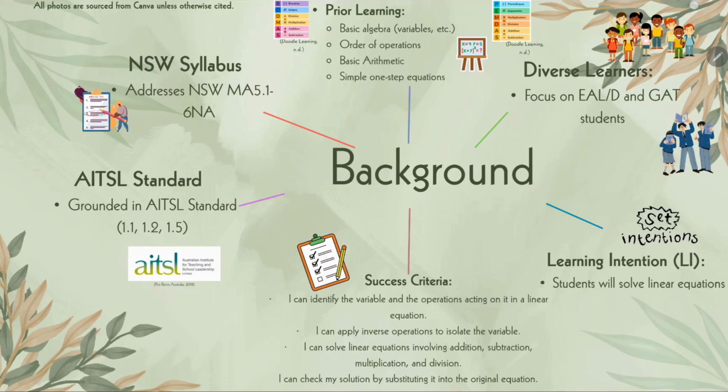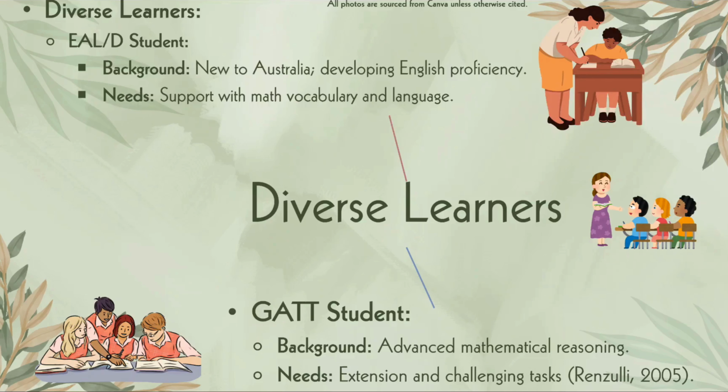The learning intention for these students is to solve linear equations and to explore efficient strategies. To ensure clarity and student ownership of their learning, the success criteria are clearly defined in student-friendly terms. Prior knowledge for the lesson includes basic algebra and arithmetic. The EAL students need support with mathematical language, while the GAT students will require an extension to maintain their engagement and foster their advanced abilities.